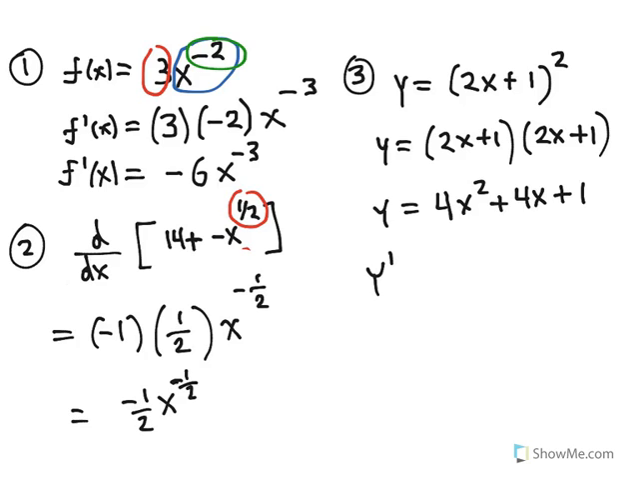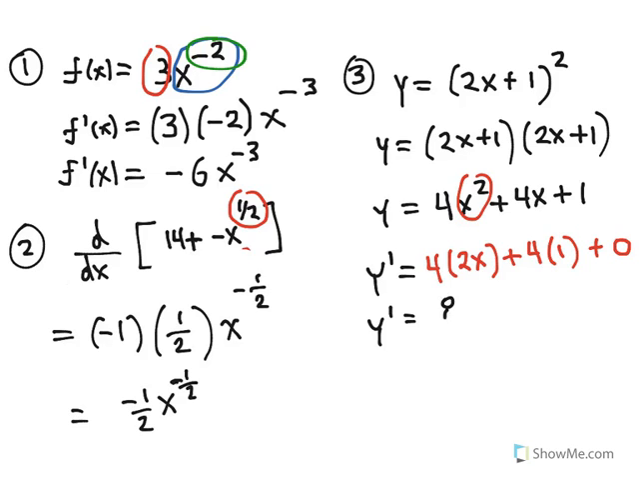And now you can find y prime by using the differentiation rules that we learned about today. So you have 4 times the derivative of x squared, which is 2x, and then you have 4 times the derivative of x, which is 1, and then the derivative of the constant 1 is 0. So y prime is equal to 8x plus 4.